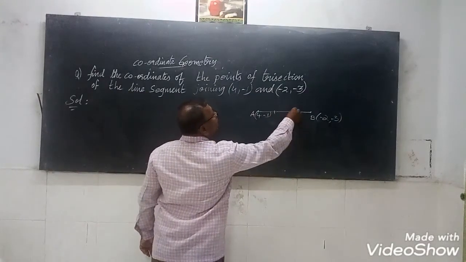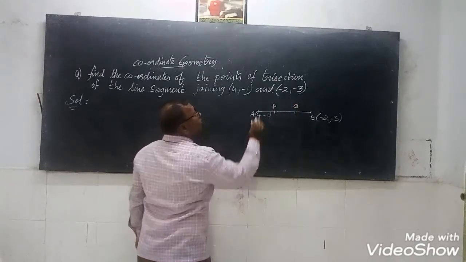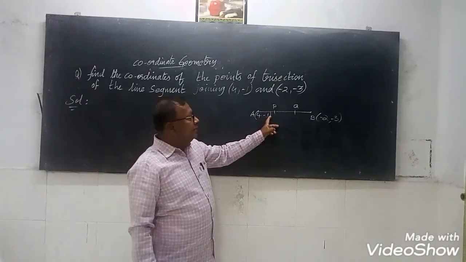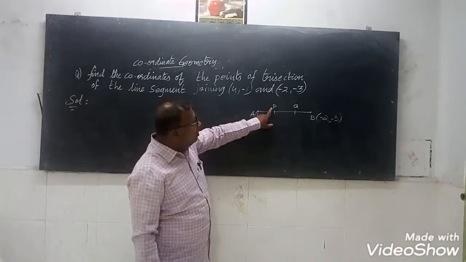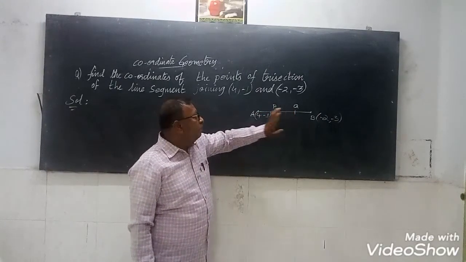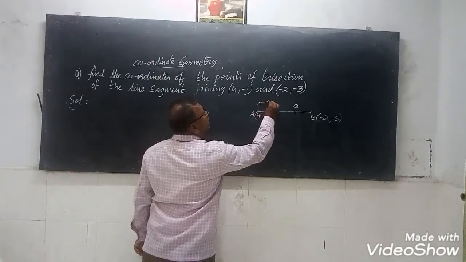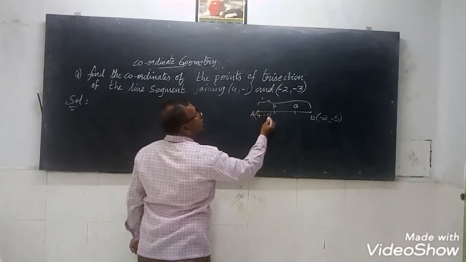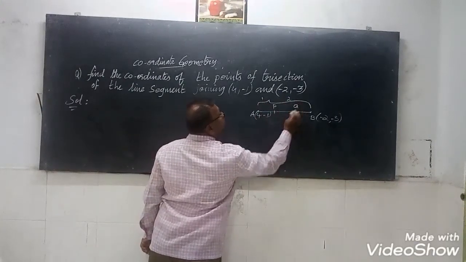Up to here, one part. This is P and this is Q. 1, 2, 3 parts. So this P is a point of trisection here. Q is also a point of trisection. Now we have to find the coordinates of this point P and the coordinates of this point Q. Now here, if we imagine this point, it divides the line segment AB in the ratio 1:1 plus 1, that is 1:2. Here this is one part and 1 plus 1 is 2 parts.